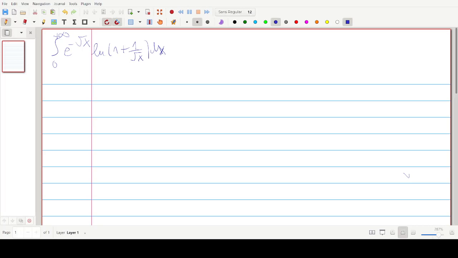In this video we will consider the following integral. Alright, to proceed we will introduce a substitution: square root of x equals t. Squaring both sides and taking the derivative, we get dx equals 2t dt.